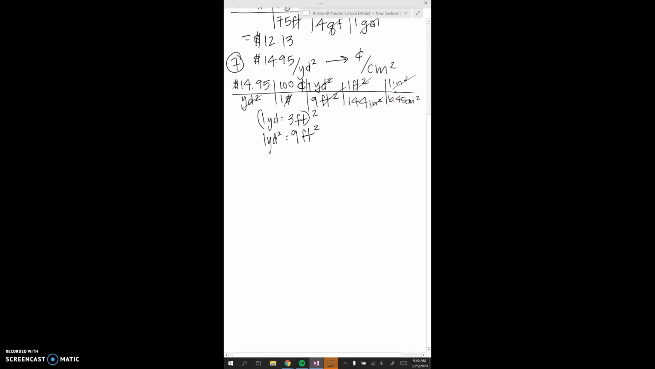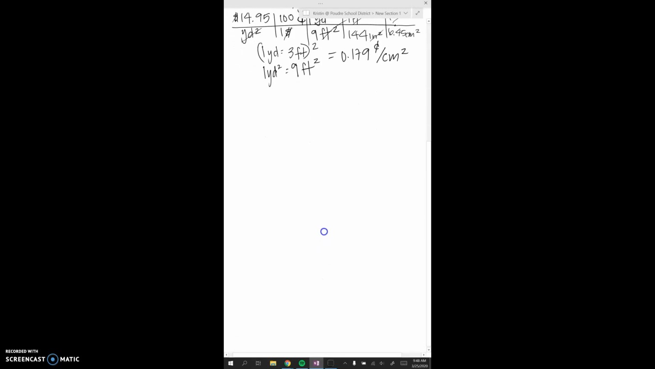So I'm in good shape there. If I multiply this out and then divide by the bottom, that ends up giving me 0.179 cents per centimeter squared. Now, obviously, this is a little bit weird. This isn't normally how we do our units. We don't talk about things in terms of cents per centimeter squared, but of course, this is just an exercise for us to practice so that we can get really good at unit conversions.